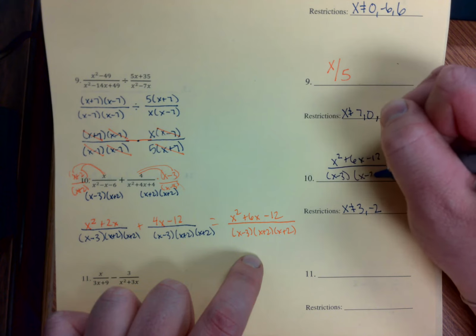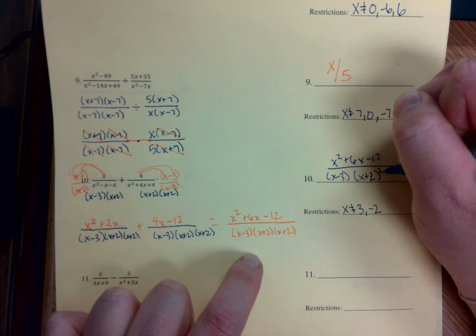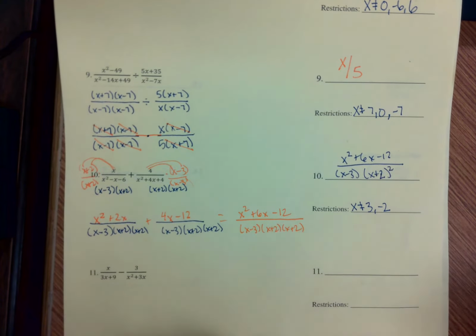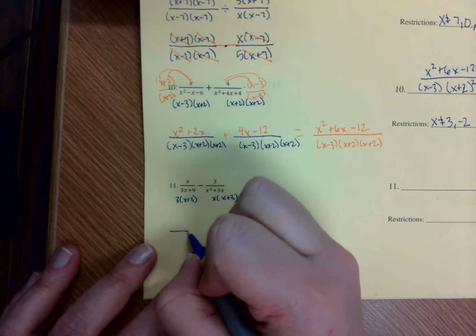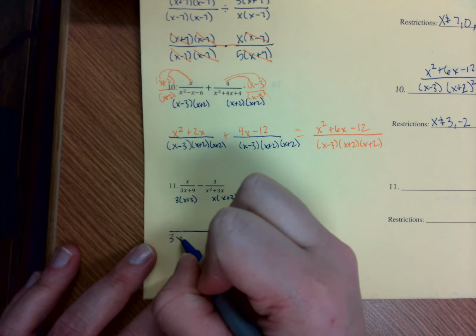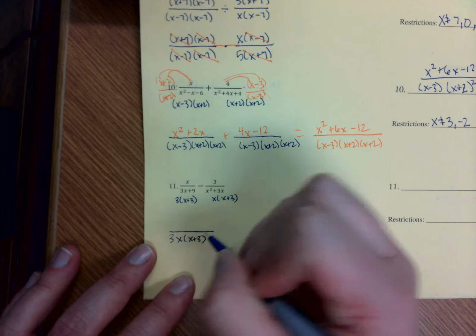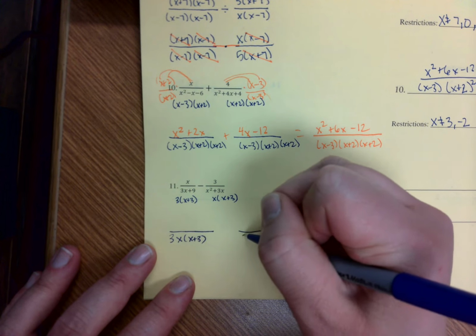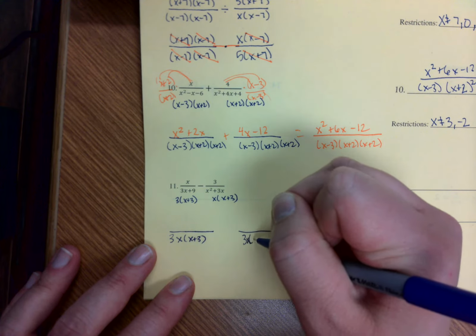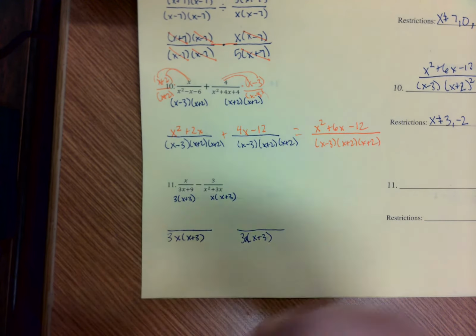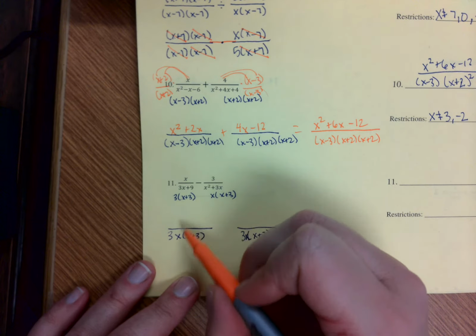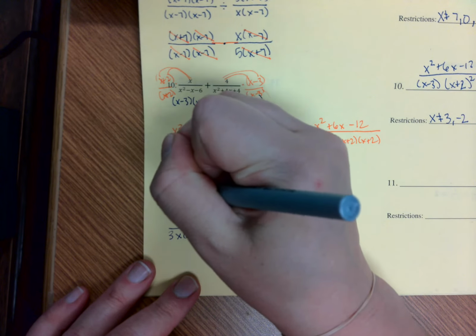If you want to write the x plus 2 squared, you sure can, or else you can write it out like that. So again, first step, factor. So my common denominator here would be 3x, x plus 3, because you have to have everything from both fractions represented. So from here to here, I'm missing an x. So I have to multiply the top and bottom by x.